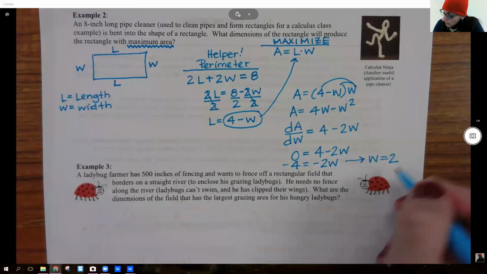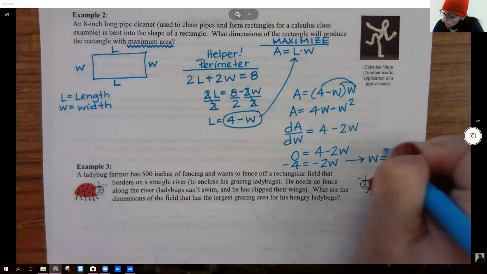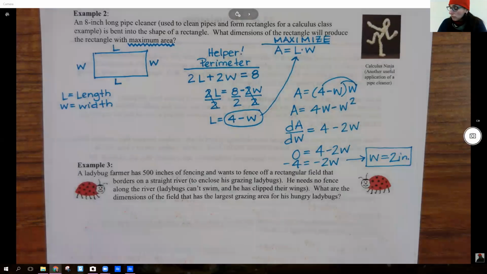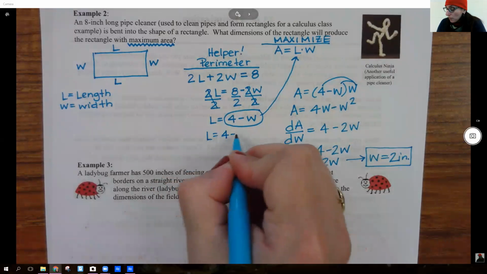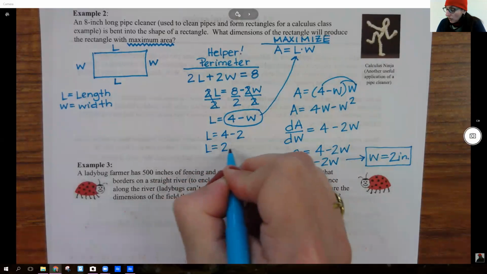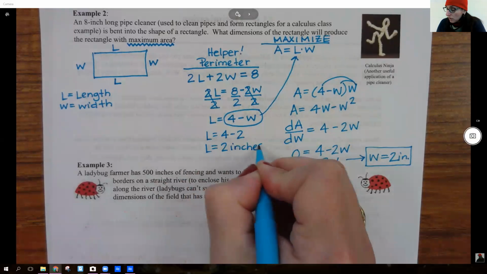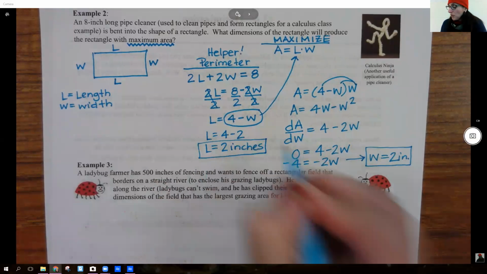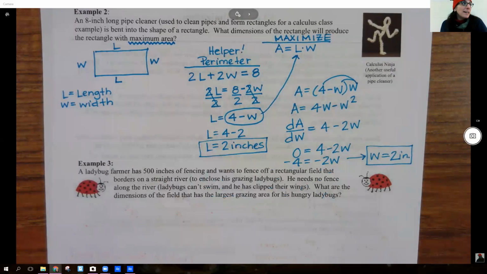So if w is 2, and that would be 2 inches, then the length is 4 minus 2, and so the length is also 2 inches. I don't know if you remember that from geometry, but the quadrilateral that's always going to maximize area given a set perimeter is always going to be a square. The square most efficiently uses the space for the perimeter that it's given. So that should always be a square.